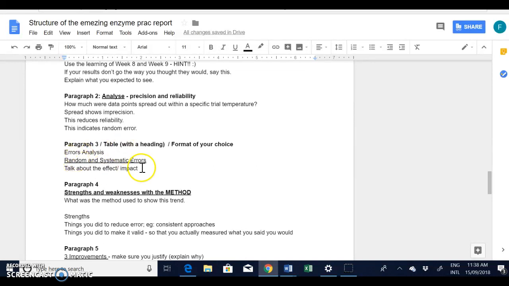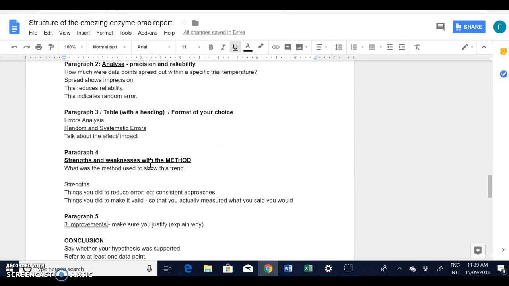When you're talking about your random and systematic error, it's really good to talk about the impact they have. Was it a massive impact on the results? Don't use the word massive, but did it actually have a significant impact? Or sure, it happened and it was a random error and it's fine for you to say so, but it's good also to indicate this wouldn't have had much of an effect if it didn't. Then go into your strengths and your weaknesses.